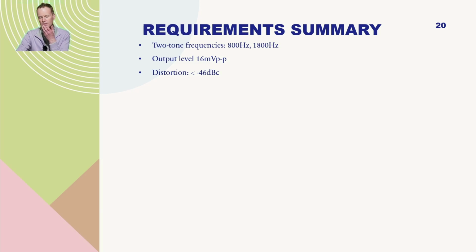So if we summarise the requirements, just group them all together, now we've got all the data. Two frequencies I want to target are 800 Hertz and 1800 Hertz. The output level we need is 16 millivolts peak to peak, and the distortion needs to be lower than minus 46 dBc, or minus 46 decibels below the wanted. So that was the target.